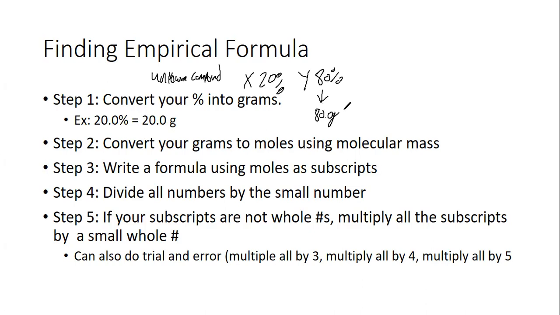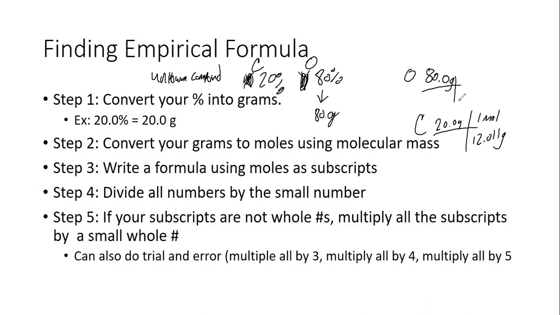Then you convert your grams into moles using molecular mass. So there are no X and Y, so you can't really do that in this example I just made. If it was carbon and oxygen instead, you take your 20 grams of carbon, convert that into moles of carbon using the molecular mass. For oxygen, you would do the same. You take your 80 grams of oxygen, convert that into moles using molecular mass.